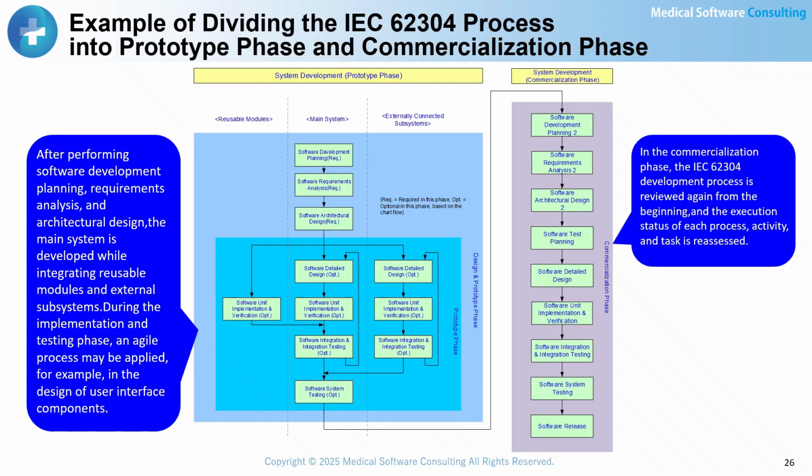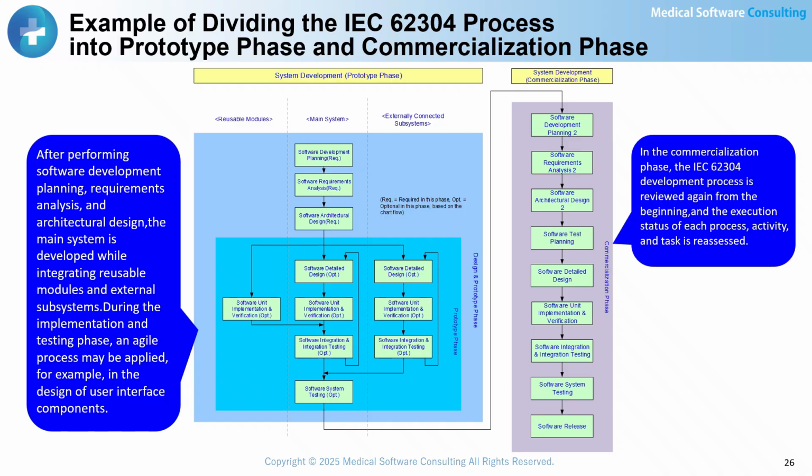This diagram shows an example of how the software development process can be divided into two phases within the software development plan, a prototype phase and a commercialization phase. After completing the software development plan, requirements analysis, and architectural design, the development of the main system begins. This is carried out as part of the design and prototype phase, while integrating reusable modules and external subsystems.